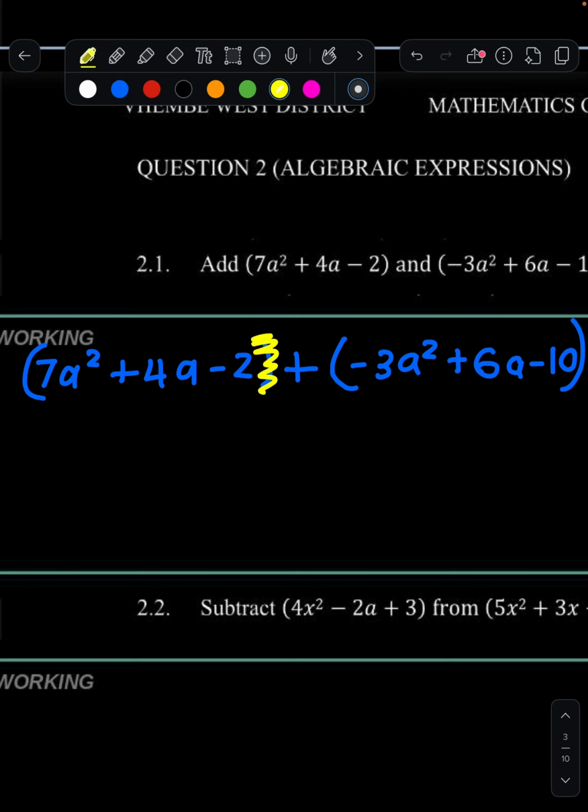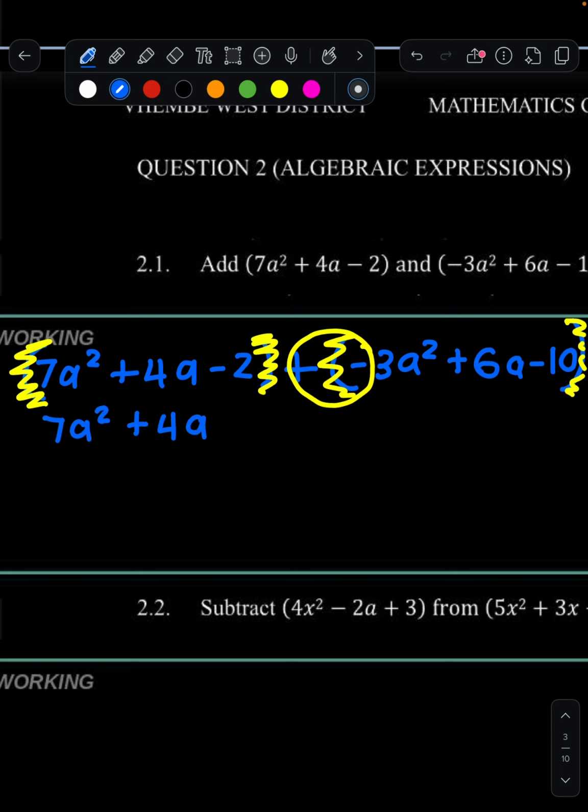I'll erase these now, but let's just do it like this for now so we can see. Let's get rid of the brackets. And we've got a plus and a minus. So this part here, plus and a minus, is going to become minus. Plus and minus always becomes minus. So what we actually have then is 7a squared plus 4a minus 2 minus 3a squared plus 6a minus 10.